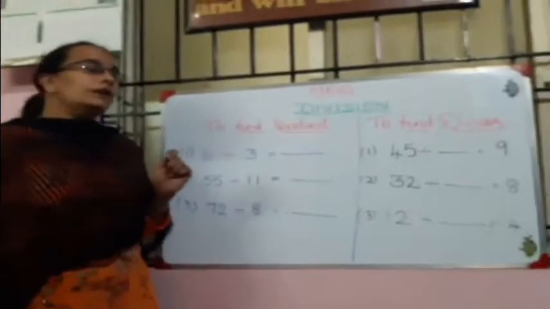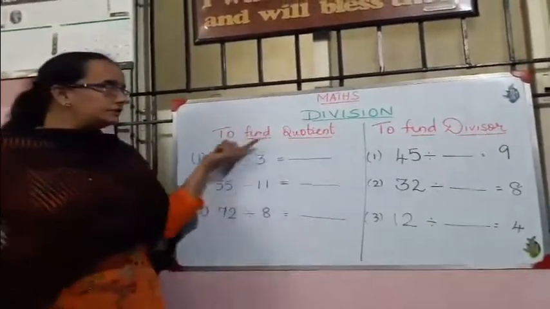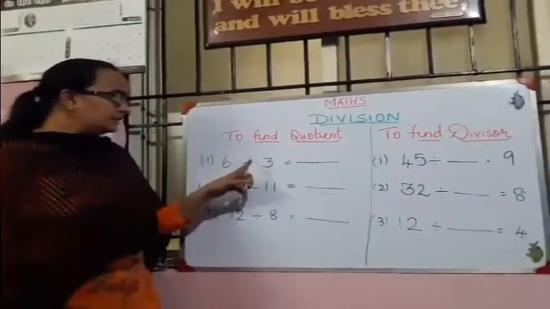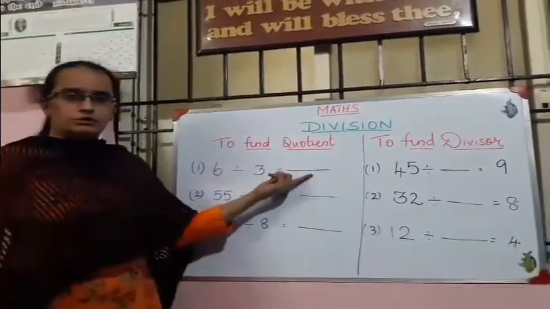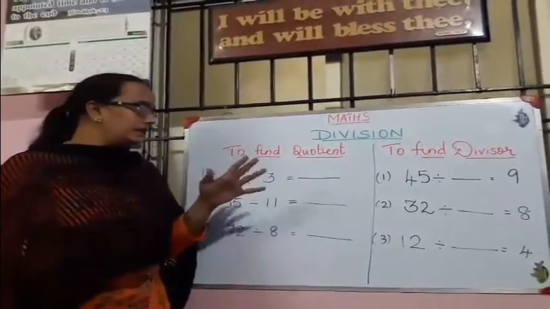Okay, children, now I will teach you how to find quotient and how to find divisor. First we will see how to find quotient. Quotient means, you know, this is dividend, divisor and quotient. Quotient is nothing but the answer. So to find quotient, it is very easy.